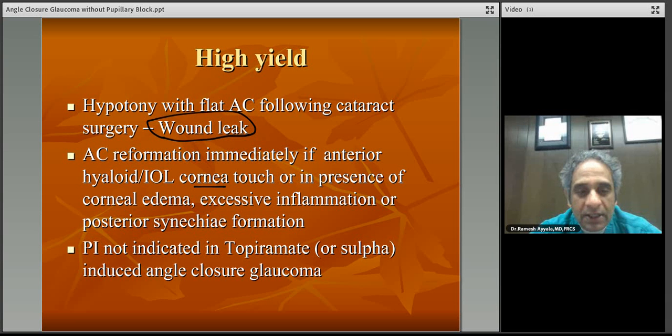A PI is not indicated in Topamax or sulfa-induced angle closure glaucoma.